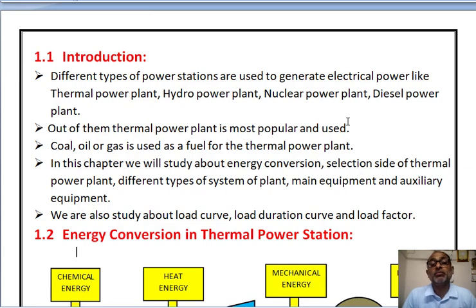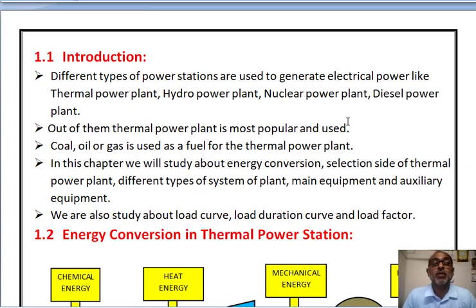Out of them, the thermal power plant is mostly used and it is the most popular power station. In a thermal power station, coal, oil or gas is used as a fuel. In this chapter we will study the energy conversion in a thermal power plant.